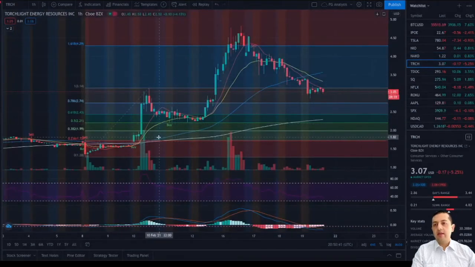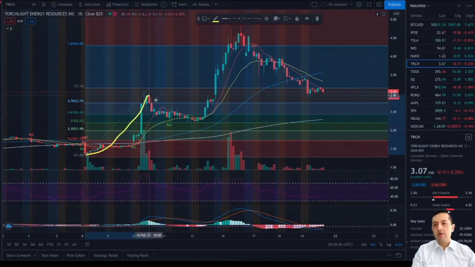Torchlight was an amazing one. It was exactly what we just reviewed. Go up, back down to test, we get confirmation, and then we manage the trade all the way up. And then when we get to target, we exit the position. And now you have seen that price is retracing again.